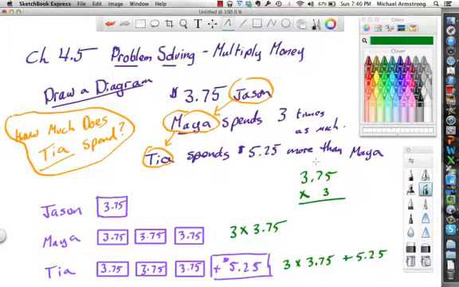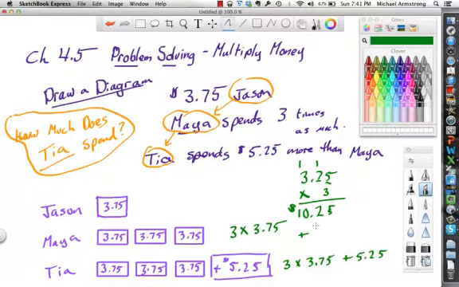3 times 5 is 15. 3 times 7 is 21, plus the 1 is 22. 3 times 3 is 9, plus 1 is 10. And then we have to count our decimals and put it back in. So 10.25 makes sense. Okay, 3 times 3 is 9, and this is more than 3. It's 3.75, so $10.25 kind of makes sense.